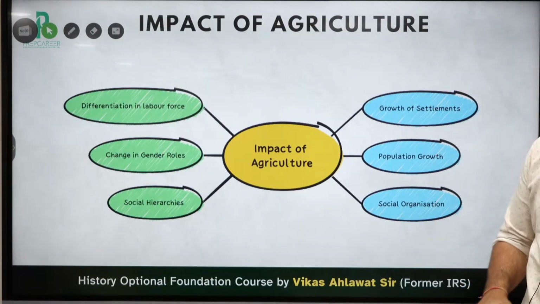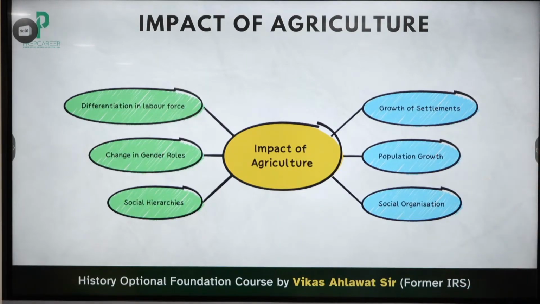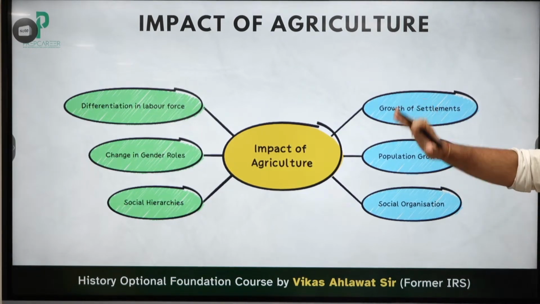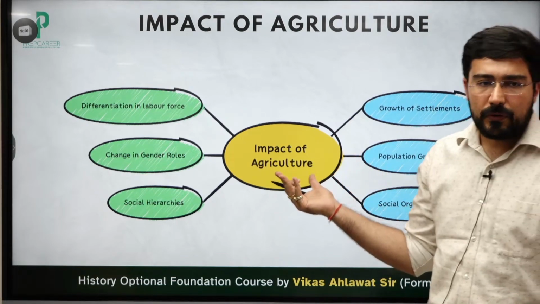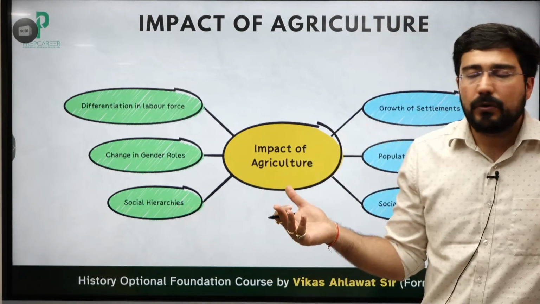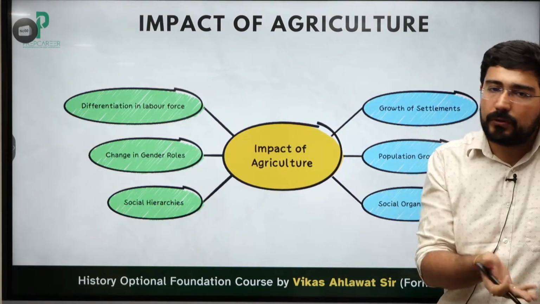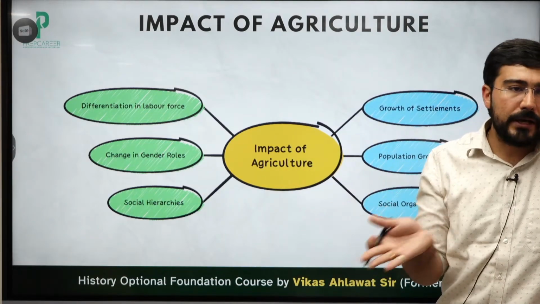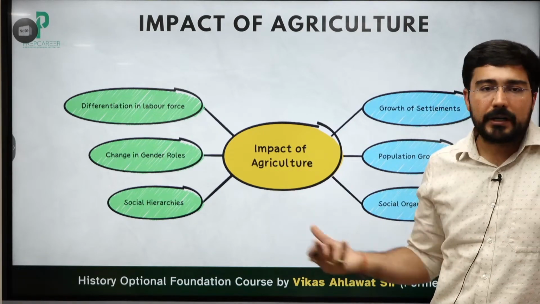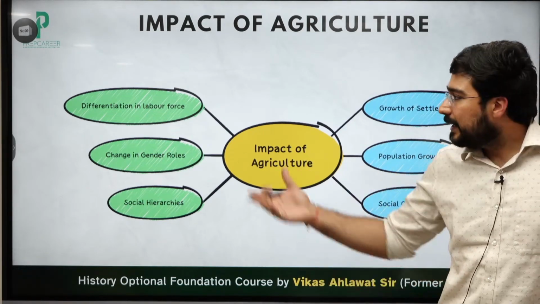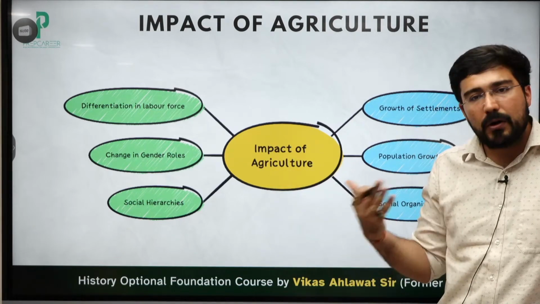Alright, then once we see the beginning of agriculture, there were different kinds of impact, differentiation in labor force. Naturally, those who have more capacity have to go into the field. This is how the men started thinking about the crops, and women started taking hold of the houses. Second, change in the gender roles also along with this.